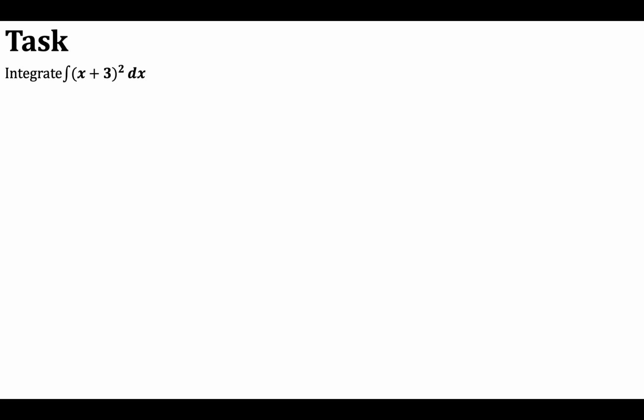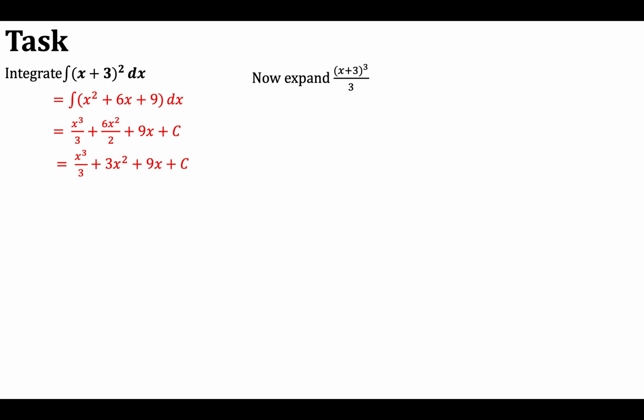So I want to integrate x plus 3 all squared with respect to x. You can see that's not currently in an integrable form as we know it, so I'm going to expand it: x squared plus 6x plus 9. And integrating will give me x cubed over 3 plus 6x squared over 2 plus 9x plus c. And simplifying will give me x cubed over 3 plus 3x squared plus 9x plus c. I now want you to expand x plus 3 all cubed over 3. That will give me x cubed plus 9x squared plus 27x plus 27 all over 3. And expressing as a sum of terms, I get something very similar to what I already had when I integrated.